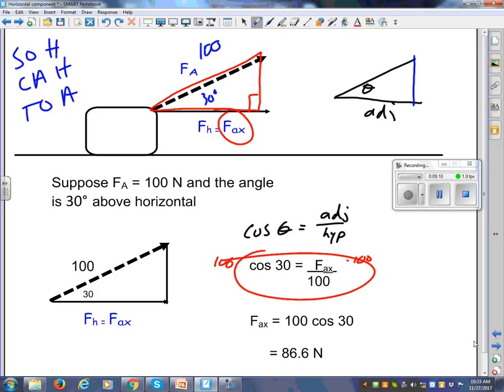So try it in your calculator. Go 100 times. Now, some of you are going to go 100 cos 30 equals, and some of you are going to go 100 times 30 cos equals. And I don't know until I see your calculator, and you might not either, but you need to know which way to do it. Make sure you can get to 86.6. Calculator has to be in degrees. Okay, so check that. It's either going to be 100 times cos 30 equals, or 100 times 30 cos equals. Okay, and you're going to get 86.6.